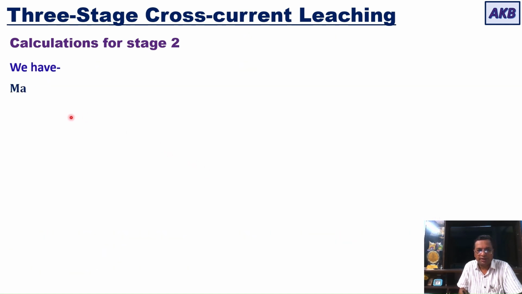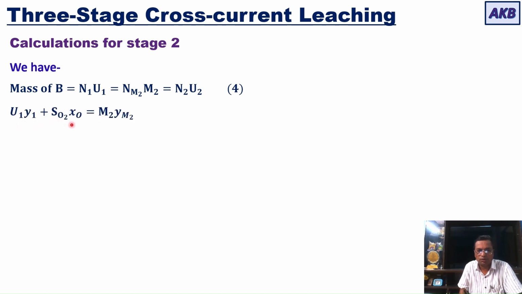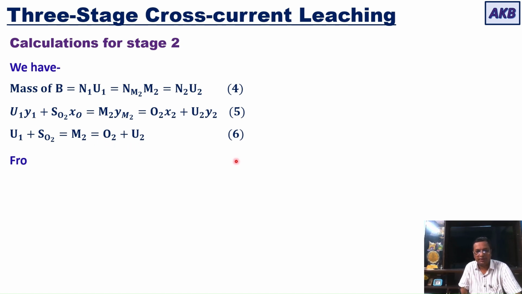Now we got those three equations. Mass of B is equal to N1 into U1, that is equal to Nm2 into M2, that is equal to N2 into U2. This is equation number 4. Then you have U1 into Y1 plus S02 into X0, that is equal to M2 into Ym2, that is equal to O2 into X2 plus U2 into Y2. This is equation 5. And then finally you have U1 plus S02 is equal to M2, that is equal to O2 plus U2. This is equation number 6.